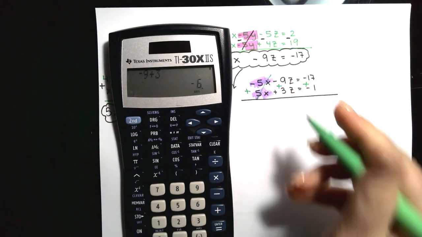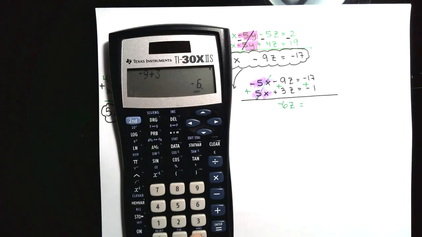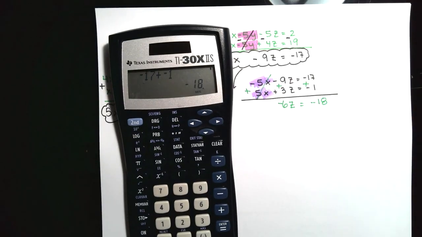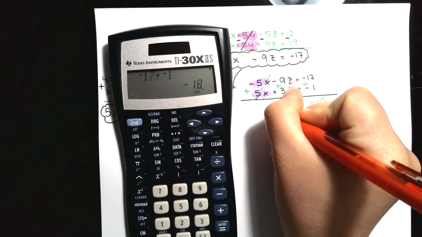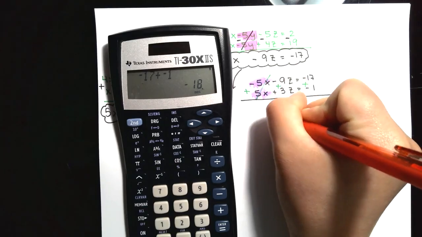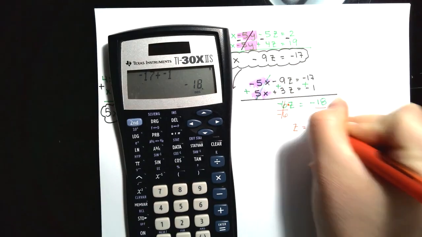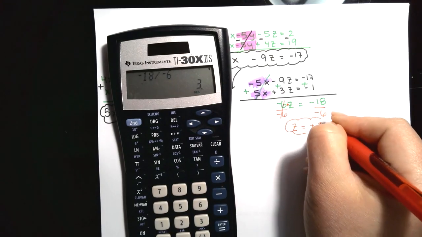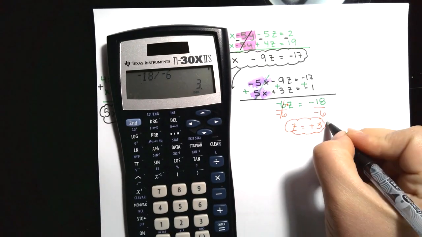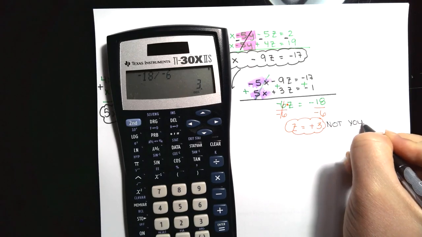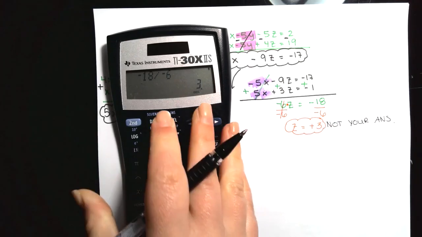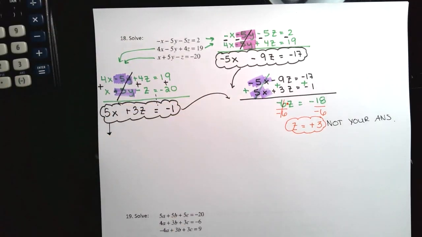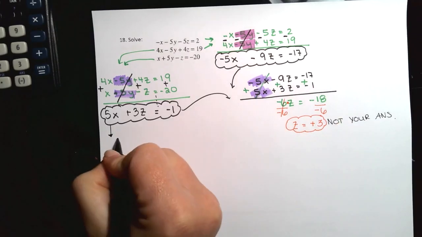Negative 9 plus 3 gives me negative 6z. Negative 17 plus a negative 1 gives me negative 18. Remember, this is not where you stop. This is multiplying, so we need to divide by negative 6. Z is then equal to negative 18 divided by negative 6, which is positive 3. Thinking bubble, reminder, this is not your answer. You're going to pick up one of your two variable equations, and I'm going to open up for z because that is what I solved for.